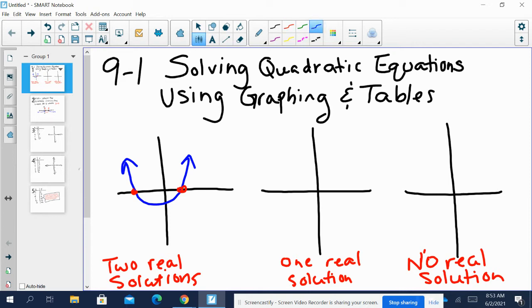Okay, something that might be one real solution. It hits the x-axis, but only once, and then it turns around. Okay, in this case, there's 1 point on the x-axis, therefore there is one solution. And the third example of no real solution would be when we have a parabola that never crosses the x-axis. Okay, so you can either have two real solutions, one real solution, or no real solution.